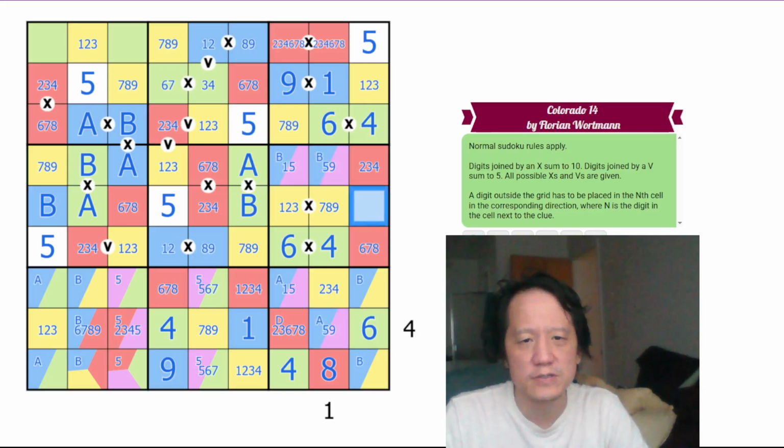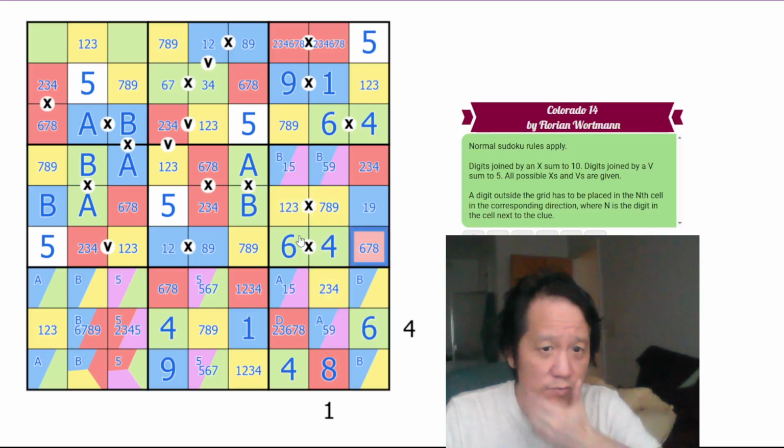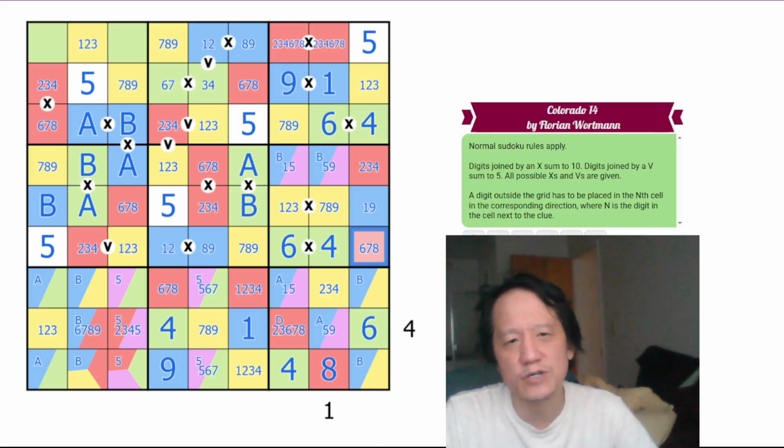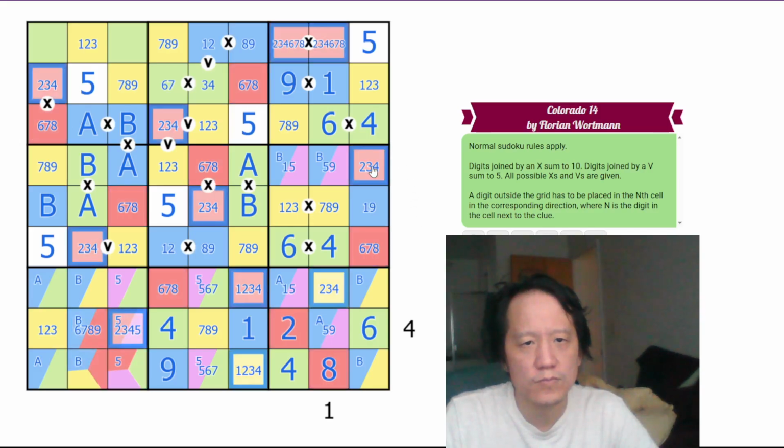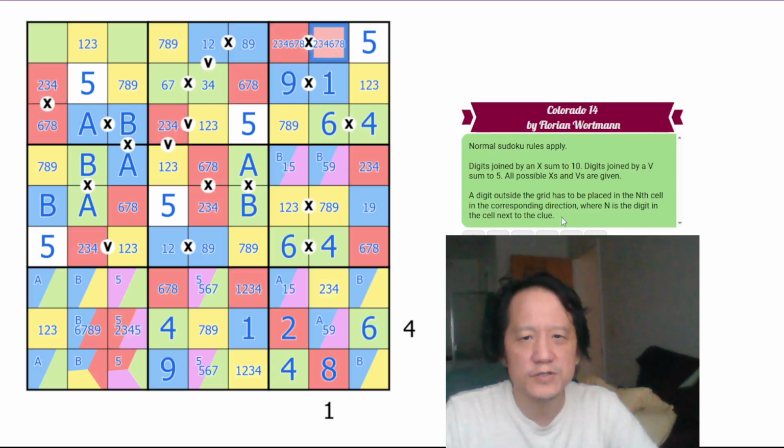We don't know what this is. This is 1 or 9. The yellows and reds are 2s and 8s, and we know the reds are 8s. So this must be 8. This must be 2. This then must be 2, which makes this 8.